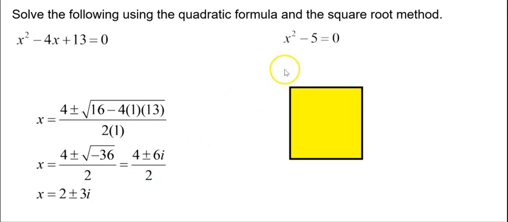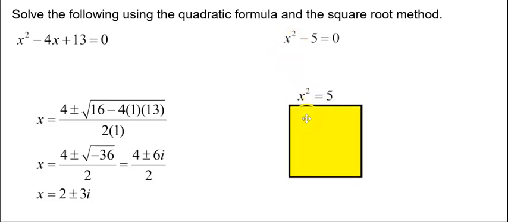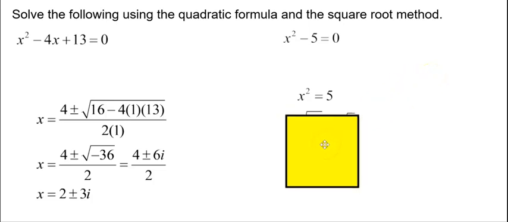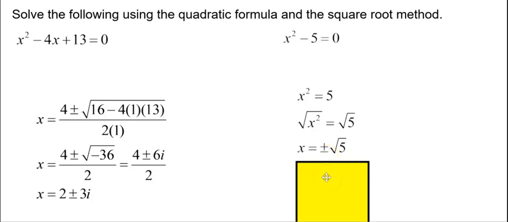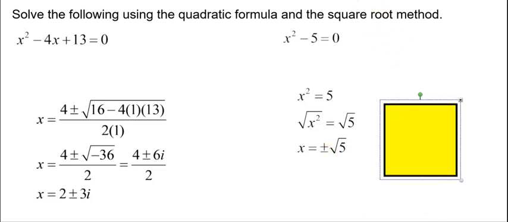Now with the second one, using the square root method, the first thing we need to do is add the 5 to end up with x squared is equal to 5. Then we will take the square root of both sides. So the one thing we have to be sure of when we are doing the square root method is when you write your final answer, you must have the plus or minus. Okay? So your answer is positive square root of 5 and negative square root of 5.